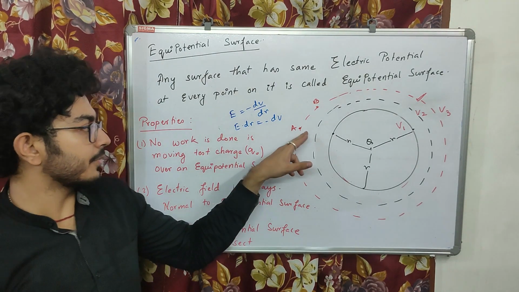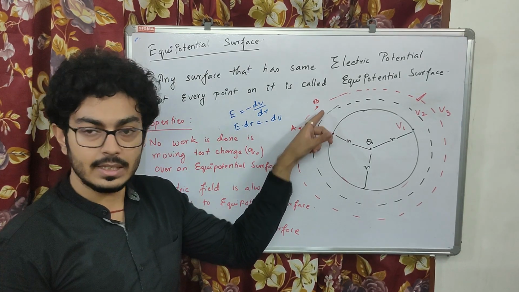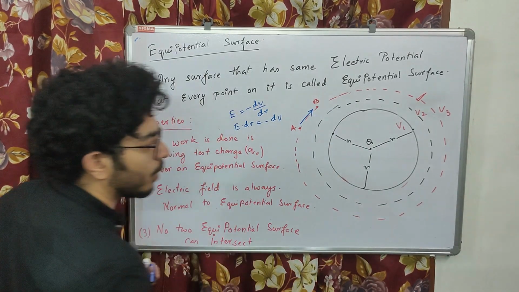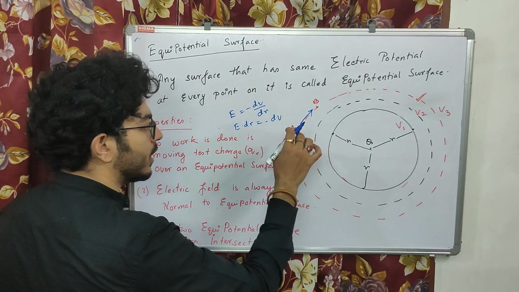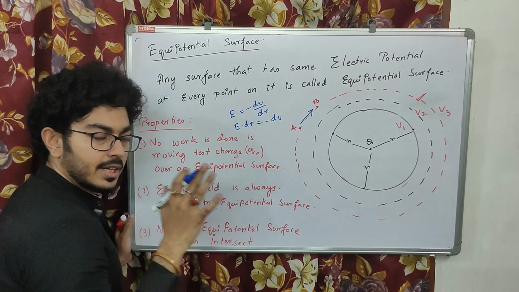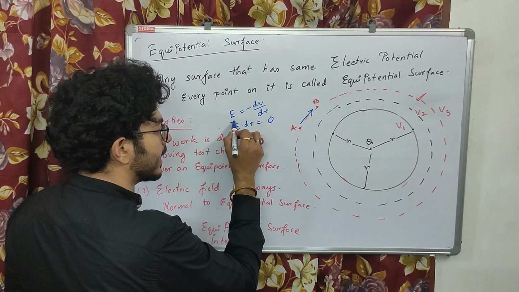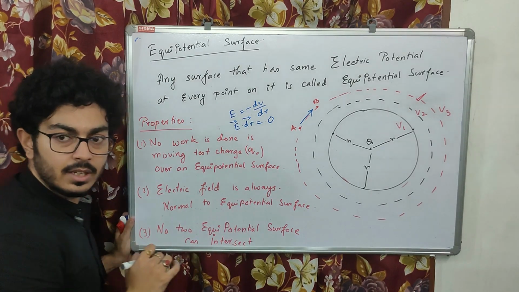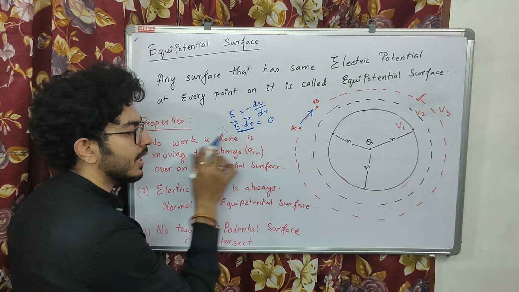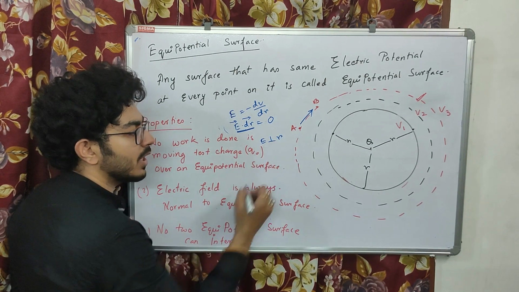If on this surface you move from A to B, your direction is like this. Move from A to B, a small distance. You are moving a small distance dr, from A to B. That means on moving this, the potential remains the same. So dV again becomes 0. So from here, E dot dr equals 0. What does this mean? This is a scalar product, and when you understand the scalar product, you will be able to understand this. E dot dr equals 0. That means E is perpendicular to dr.